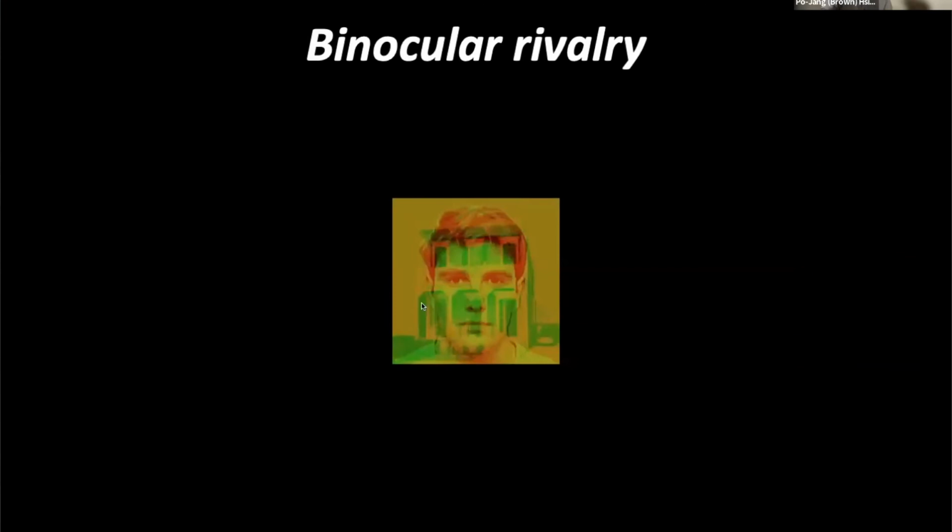Here's a simple demo of binocular rivalry using this superimposed image. You can see that there's a face and there's a house. If you just stare at this picture and attend to one of them, you can see that one of the stimuli will become clearer. For example, if you attend to the face, the face becomes clearer and the house becomes suppressed. And the opposite: if you attend to the house, the face image becomes suppressed. So this is a simulation very similar to binocular rivalry.